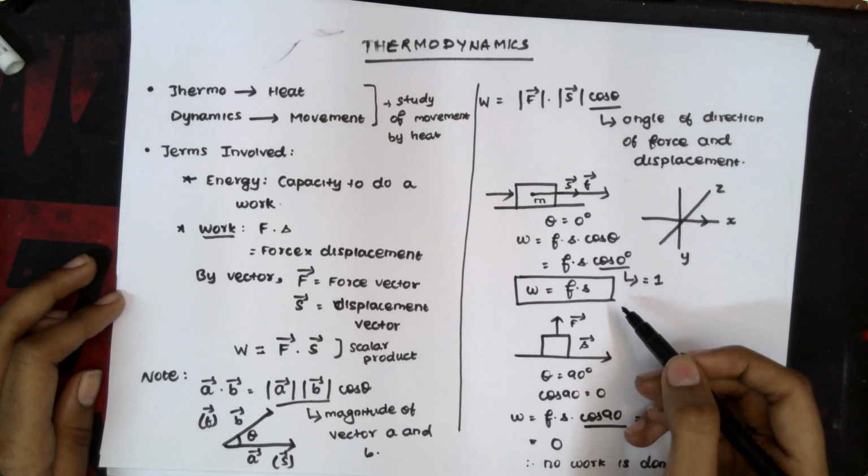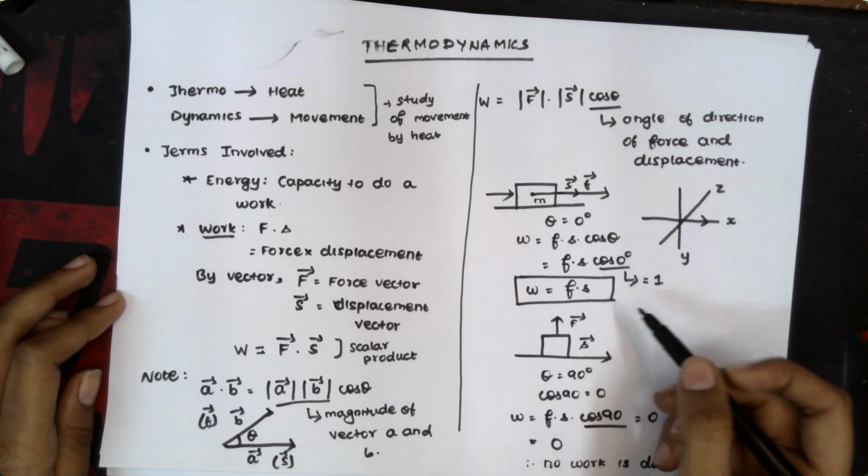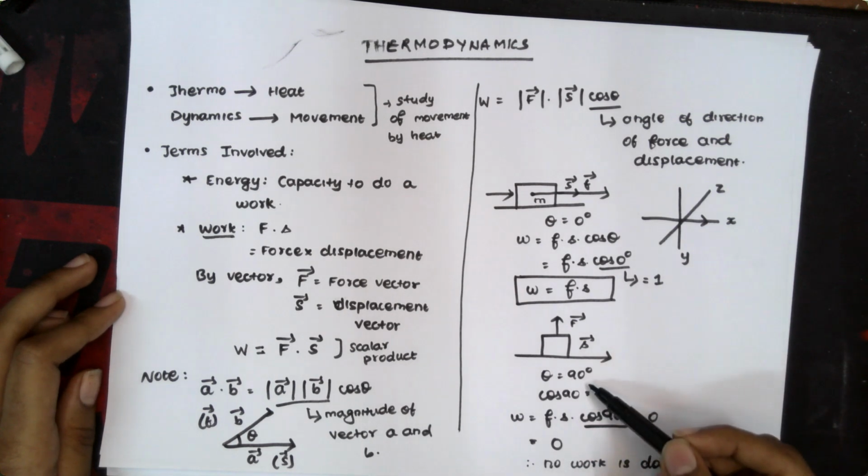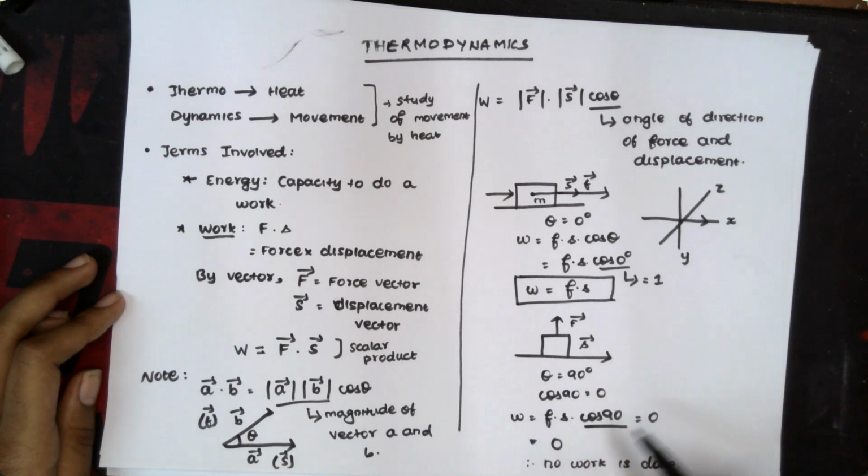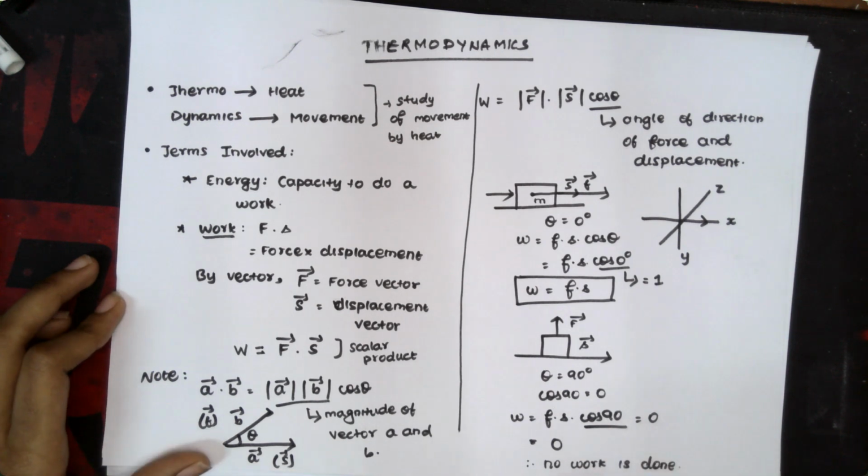But when the force is acting at right angle to the displacement, then what does it mean? Theta is equal to 90 degrees. So cos 90 is equal to 0. W is equal to F into S into cos 90, where cos 90 is 0. Therefore, there is no work at all. Are you able to follow? Right.